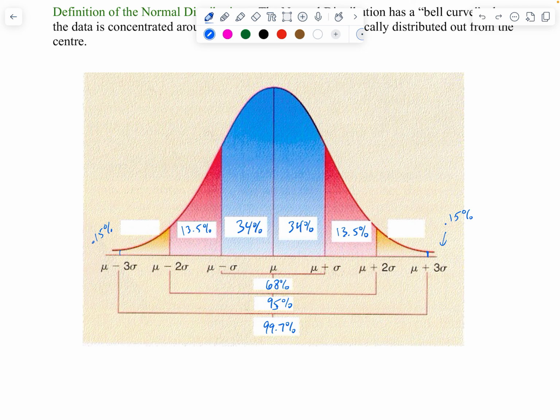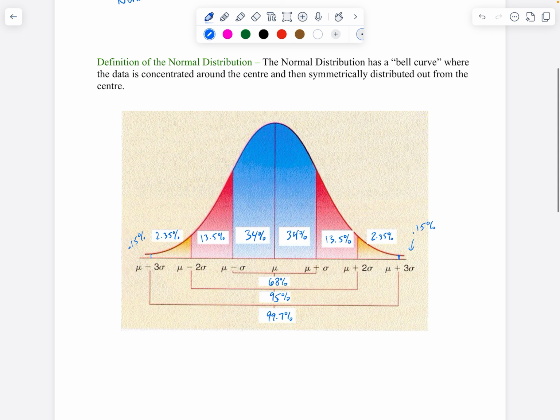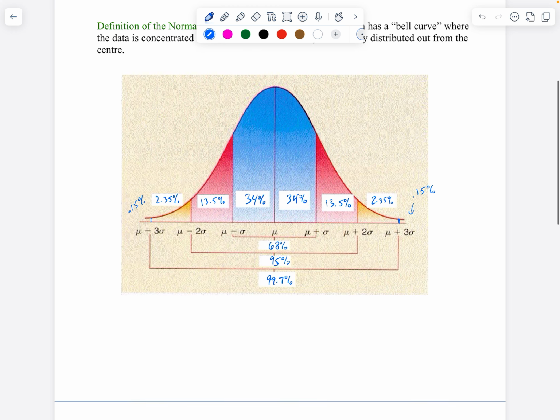And then lastly, if we subtract 95 from 99.7, we get 4.7, so about half of that. So 2.35% should be in this yellow region right here, and 2.35% should be in the left yellow region as well. Okay, so ideally that's what a normal curve looks like. That's how it's set up. We can make things into a normal curve, but sometimes things naturally fall into that normal curve.